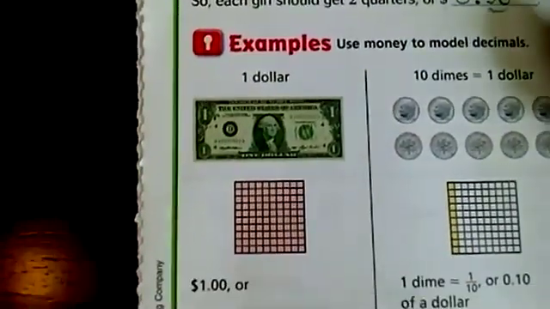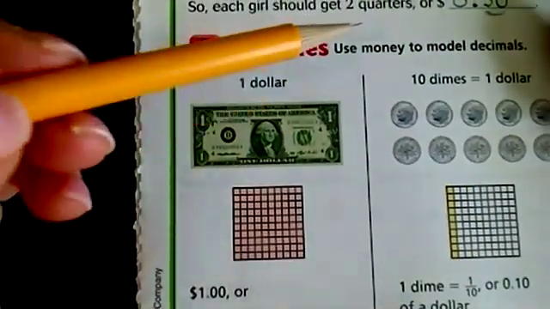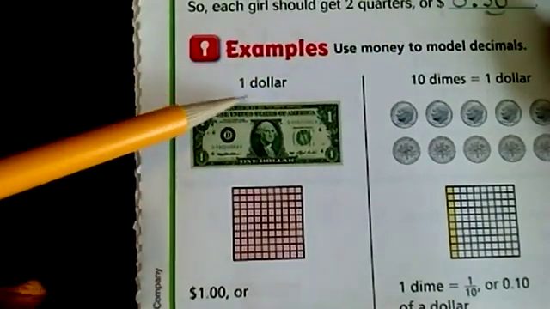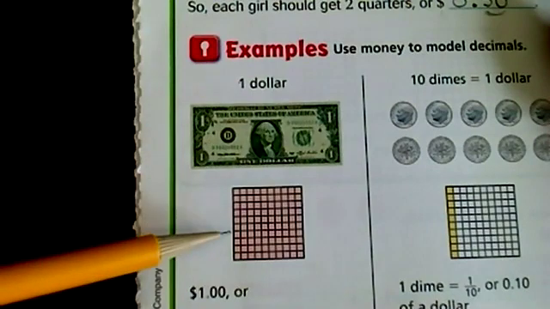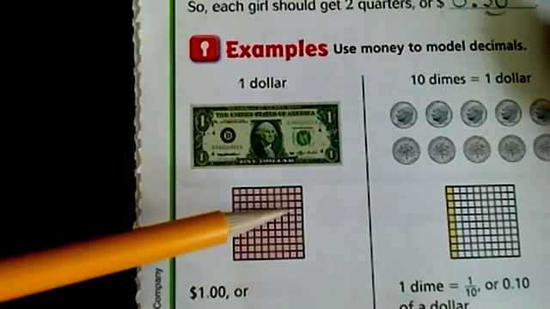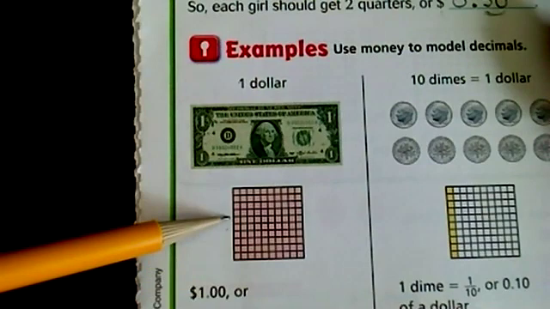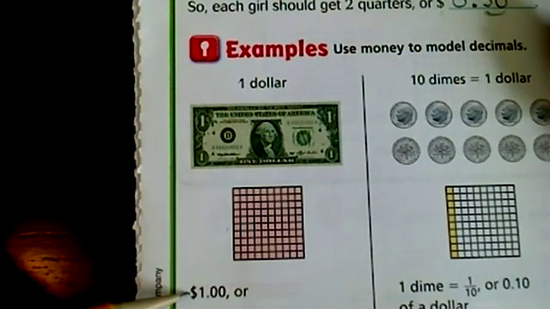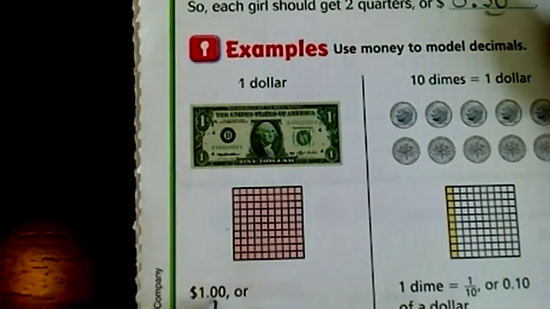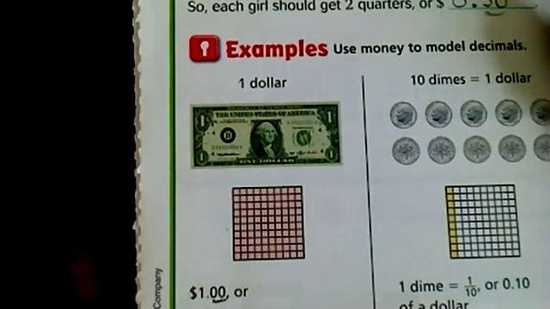Let's go down the page. Use money to model decimals. So we have $1. This is what our dollar looks like. If we're looking at a model, it would be the entire box filled in. This is all shaded in if you can't see that. And so here's our $1 written with the dollar notation, a 1 in the ones place, a decimal point, and it has to have these 2 zeros to the right of the decimal.